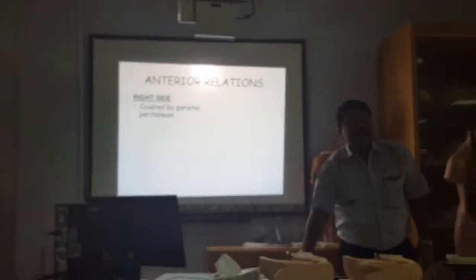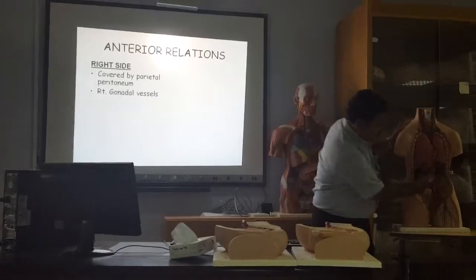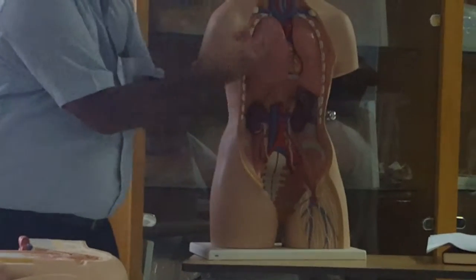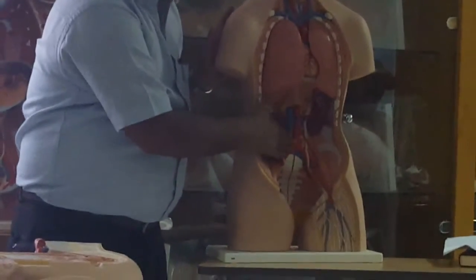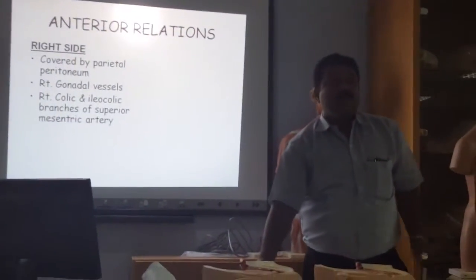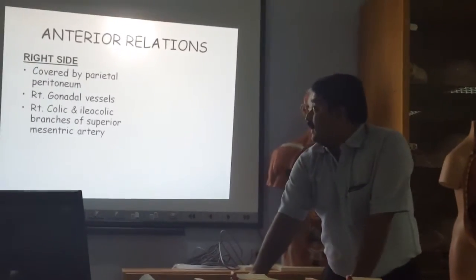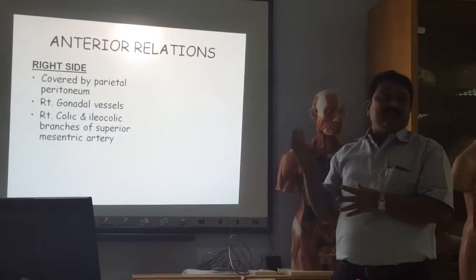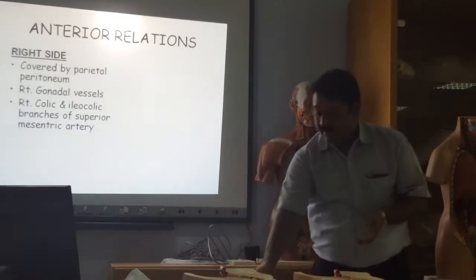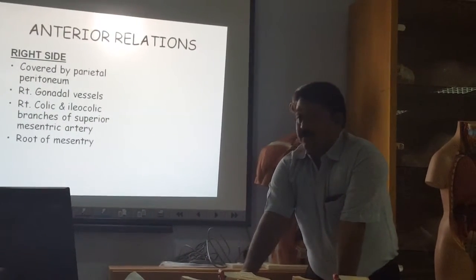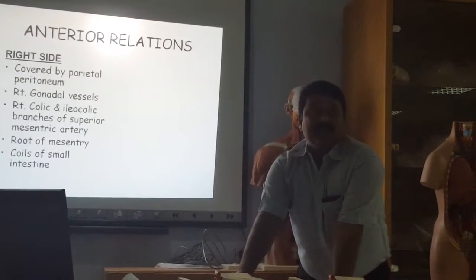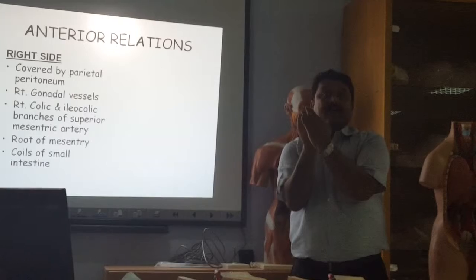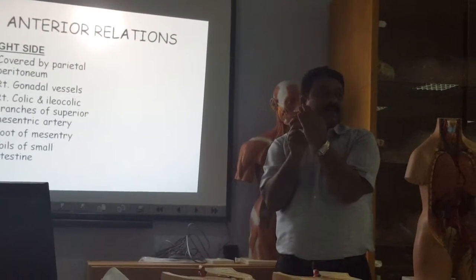Next is the anterior relation. On the right side, it is covered by the peritoneum, in the abdominal cavity. It is covered by the parietal peritoneum, and the right gonadal vessels, and the right colic and ileocolic branches from the superior mesenteric artery, and the root of the mesentery and the coils of the small intestine. These are the anterior relations of the abdominal part of the ureter.